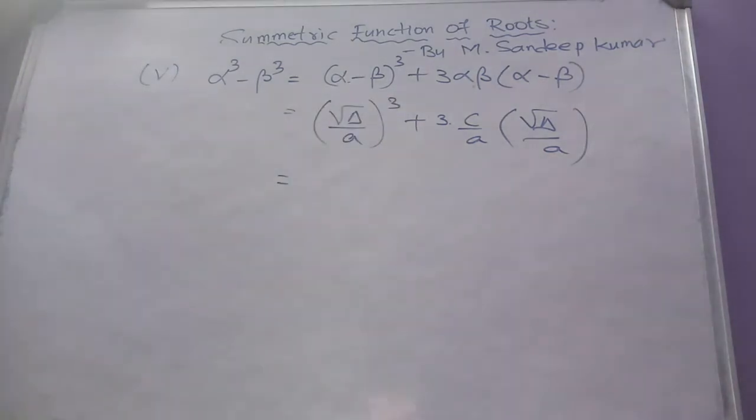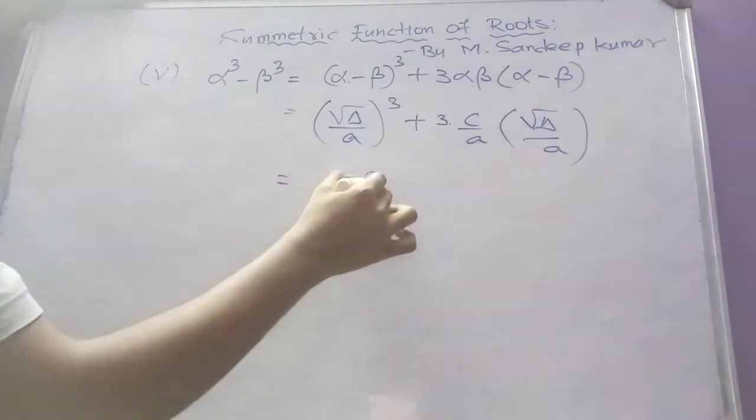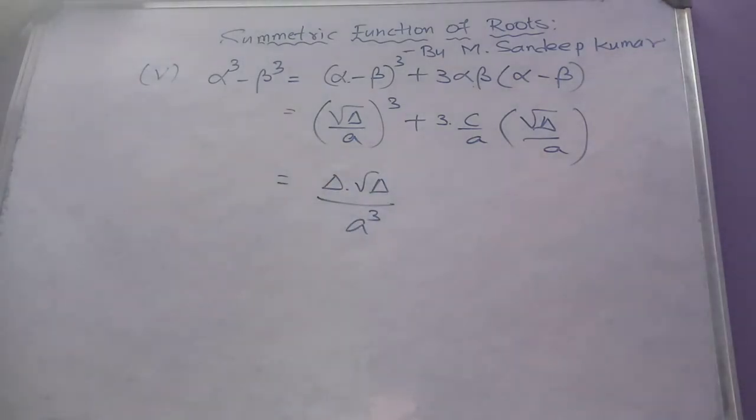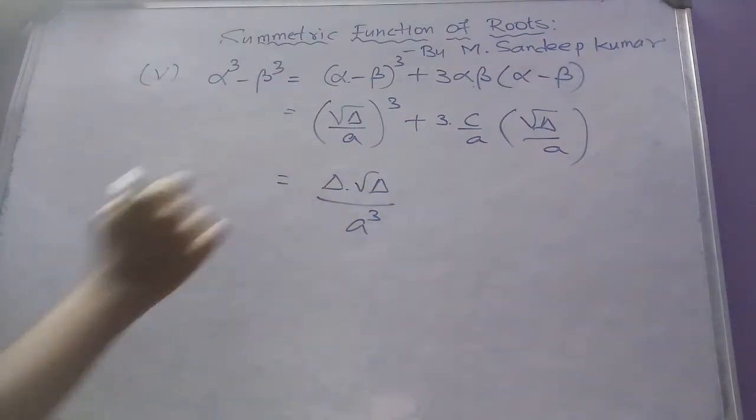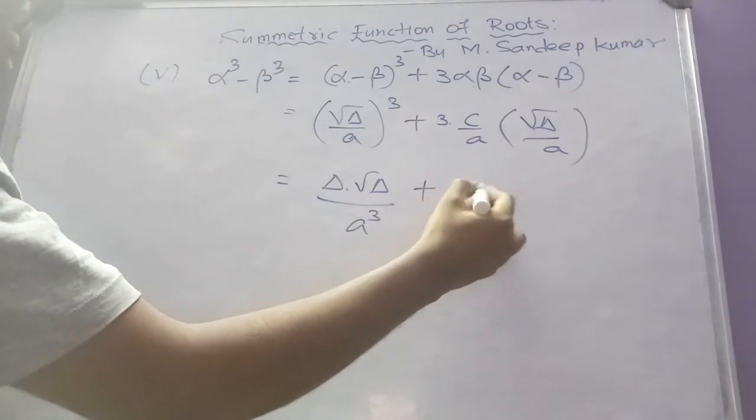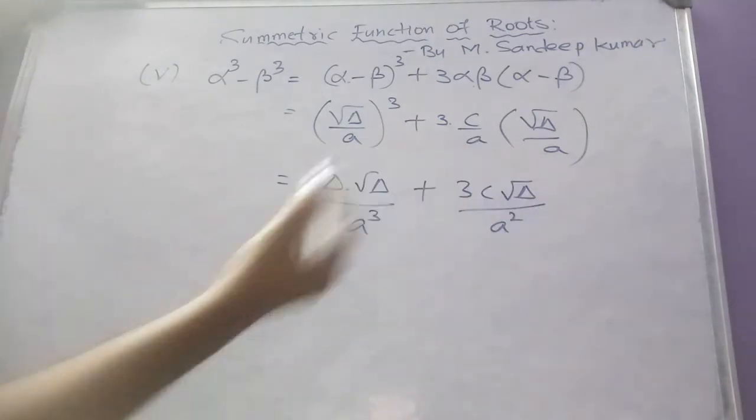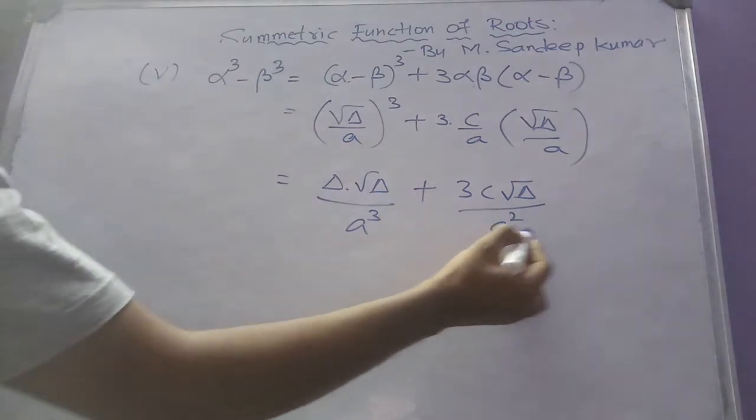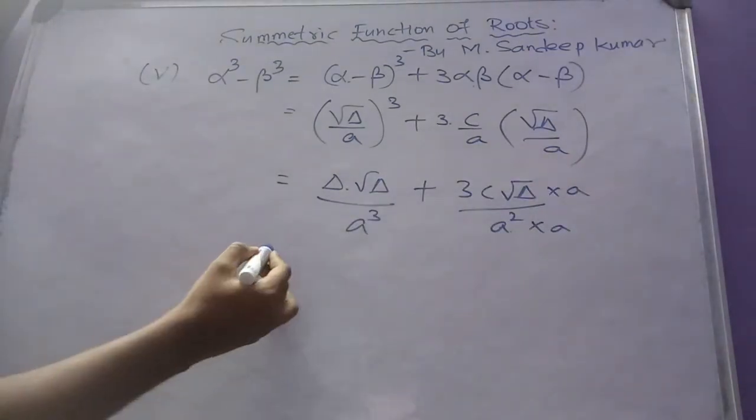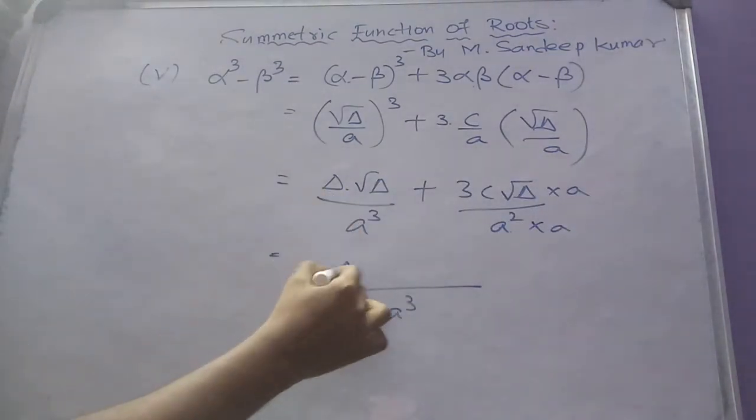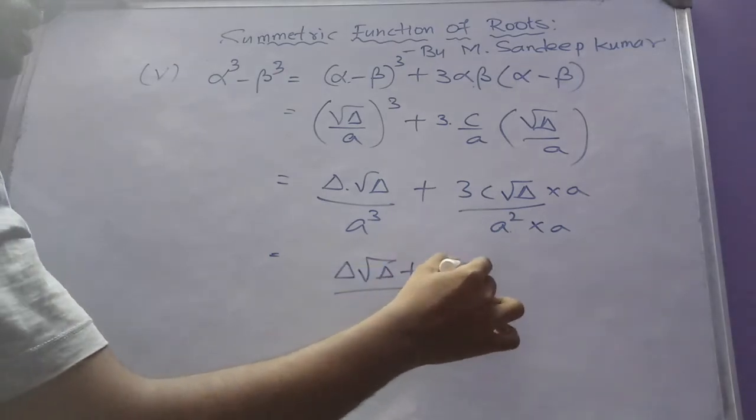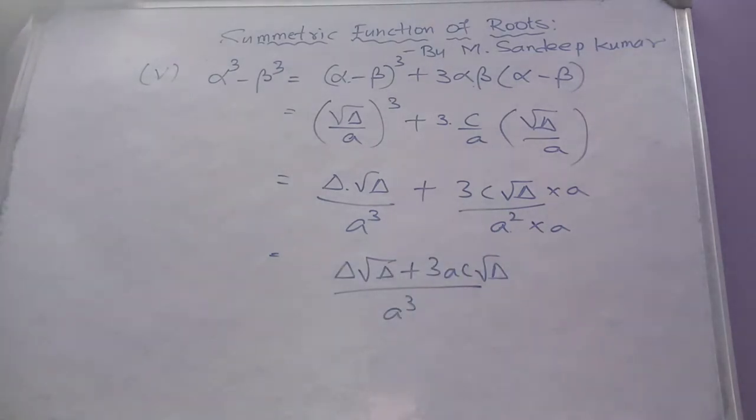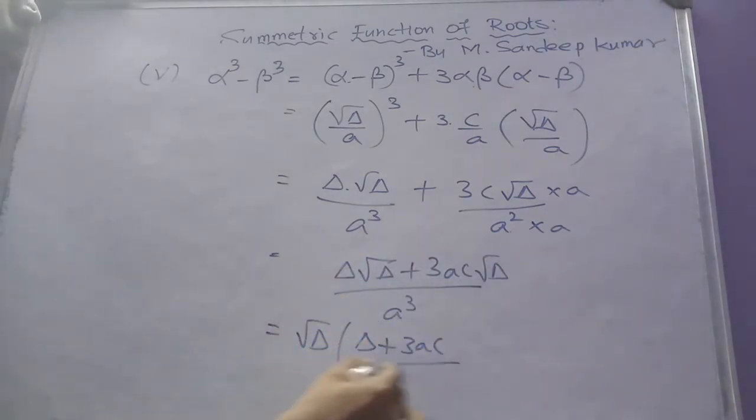So root delta whole cube means root delta into root delta into root delta. That means delta into root delta by a cube, because root delta into root delta is delta, and again another root delta, plus here 3c into root delta by a square. I can take the common denominator by multiplying here with a and also here with a. So therefore the common denominator is a cube, where the numerator is delta into root delta plus 3ac into root delta. If you take root delta common, you will get delta plus 3ac whole divided by a cube.